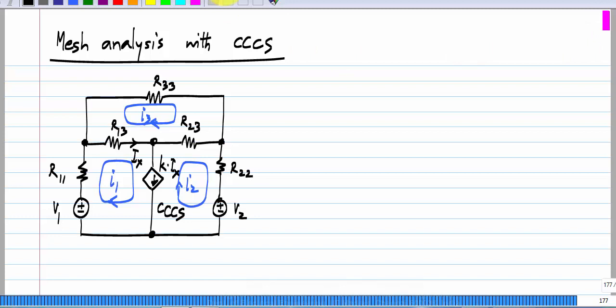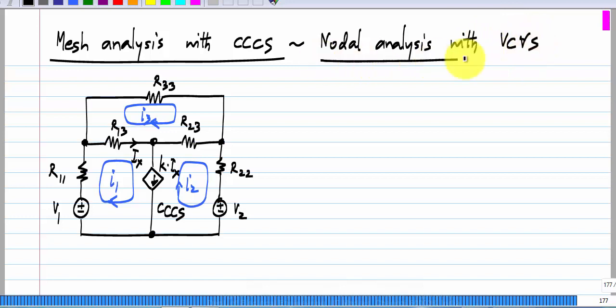Now as you can guess, this is analogous to nodal analysis with a voltage controlled voltage source. Because we have studied nodal analysis extensively, by making these analogies you can see the correspondence as well as reinforce your knowledge of both mesh analysis and nodal analysis.